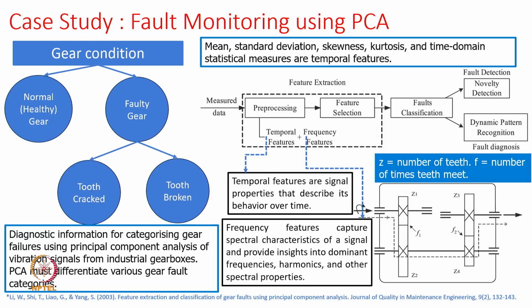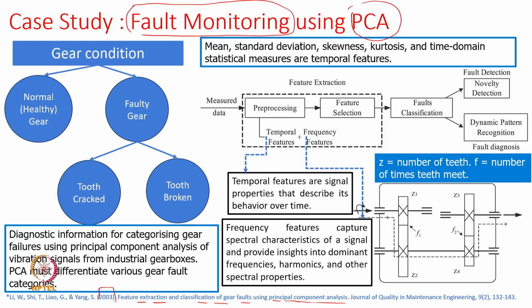Let us take one case study. What we are trying to say is that fault monitoring, as I mentioned, is important for us. We are trying to do fault monitoring using principal component analysis. PCA was described in the previous lecture, and this case study has been picked up from the literature, a paper which was published in 2003, where they tried to extract the features and classify the gear faults using principal component analysis. I am trying to give one case study in the next few slides.